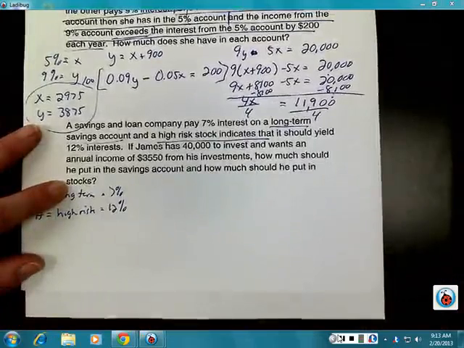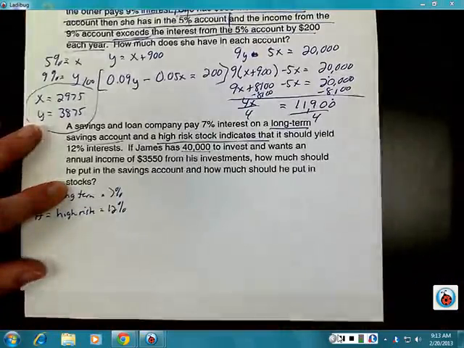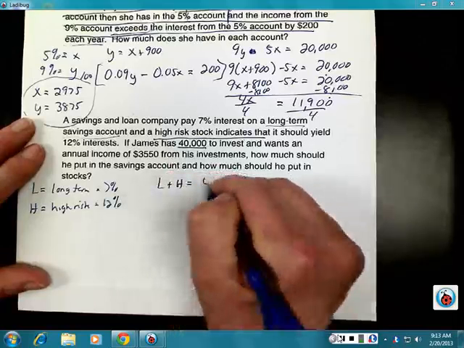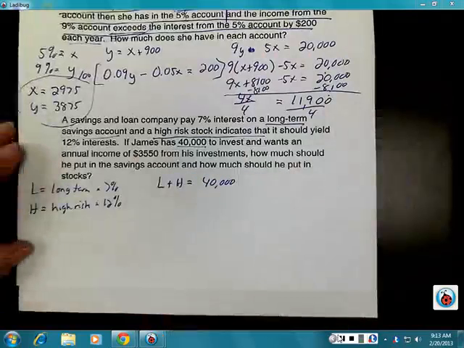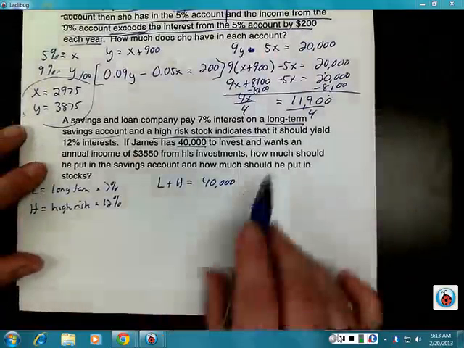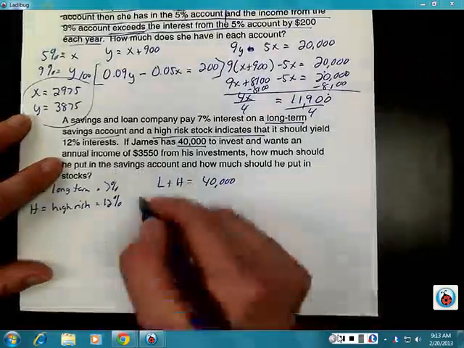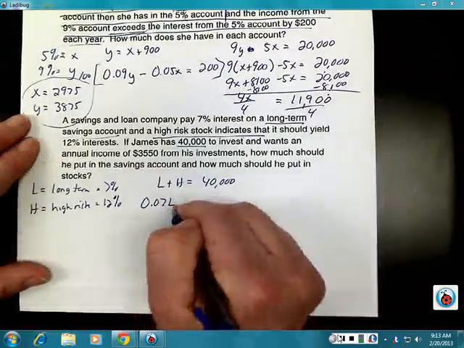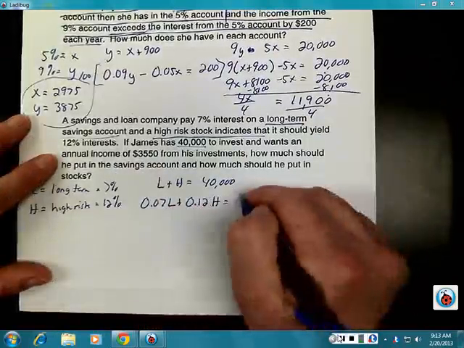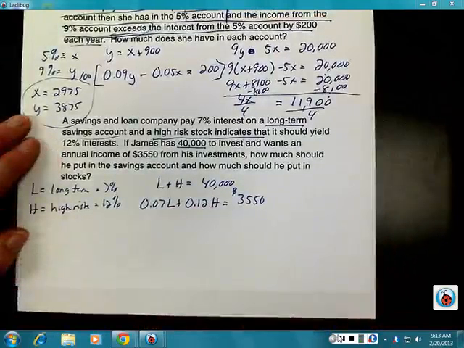Okay. What do I know? 40,000 to invest. So what does that mean? So L plus H equals 40,000. Okay with that part? Some of our numbers get pretty big with these interest ones. And then he wants an annual income of this. That means the interest off of it. So 0.07 L plus 0.12 H is all going to equal $3,550. We okay?